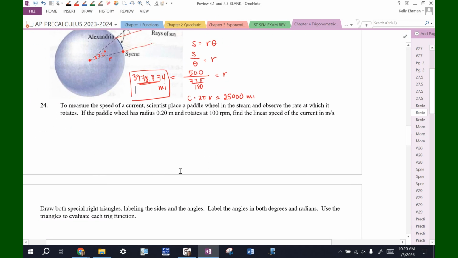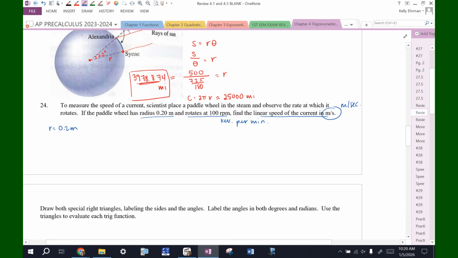To measure the speed of a current, scientists place a paddle wheel in the stream and observe the rate at which it rotates. If the paddle wheel has a radius of 0.2 meters and rotates 100 RPMs, that's revolutions per minute, find the linear speed of the current in meters per second.